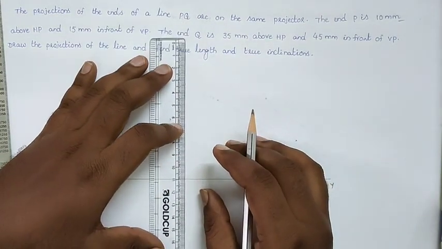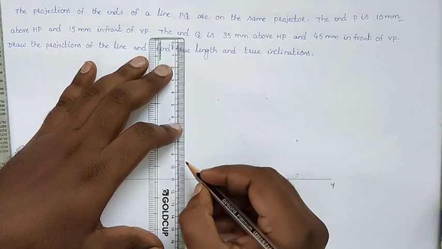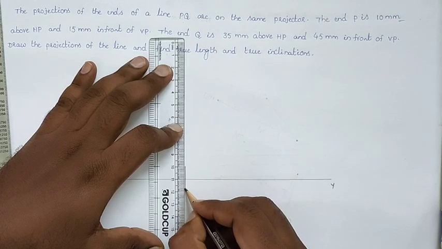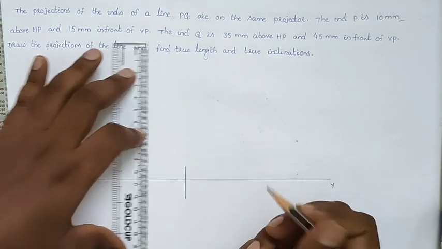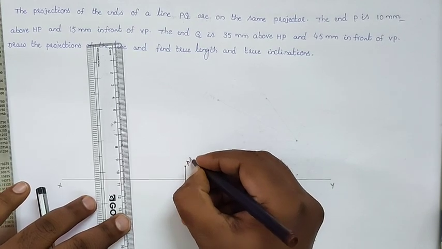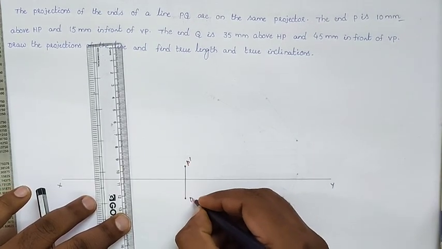We will draw the projections on one projector. So P is 10 mm above HP and 15 mm in front of the VP. So draw the projection of point P. So P dash, so here, and this is point P, small p.